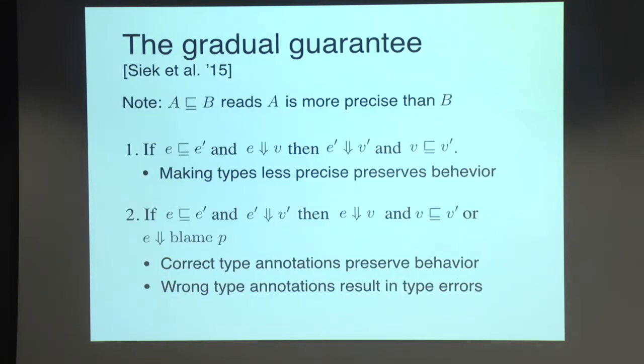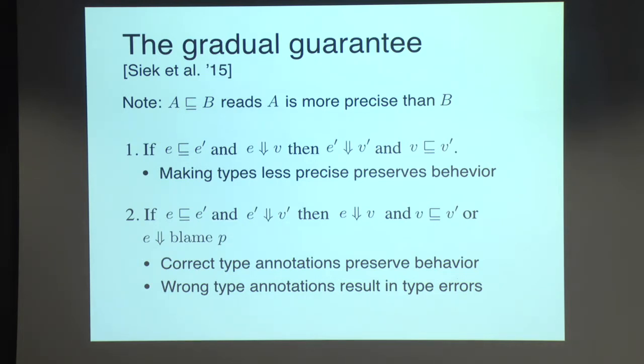So let's look at the formal statement. In this statement, the square subset means the left side is more precise than the right side. Okay, the first statement says that if a more precisely typed term converges, then the less precisely typed term also converges, and the results are in term precision again. Intuitively, making types less precise preserves behavior.